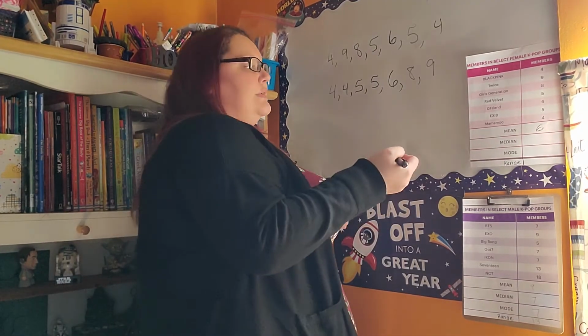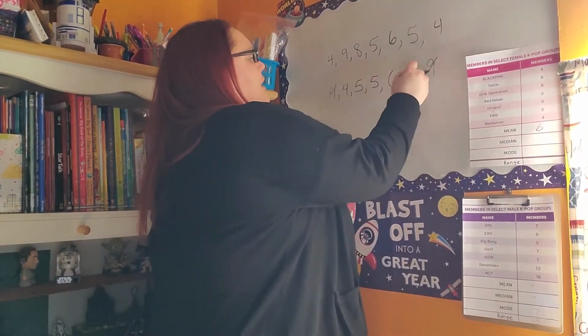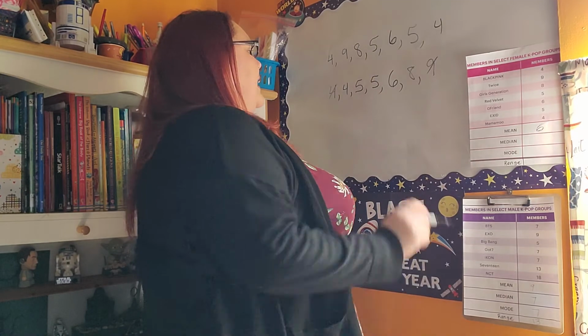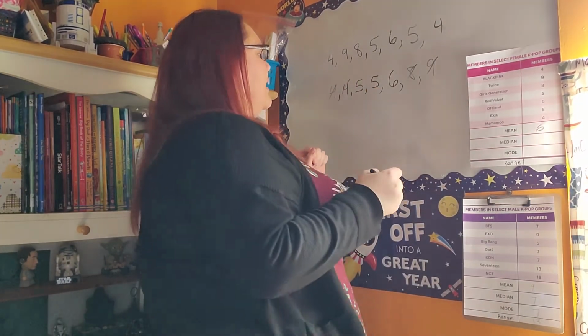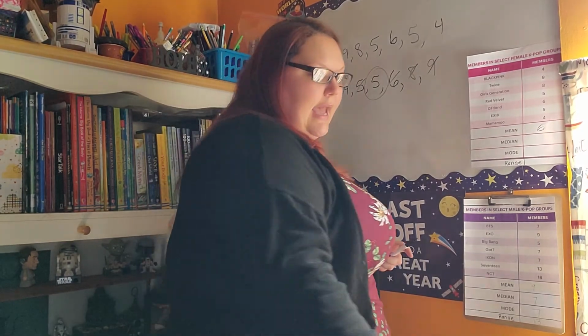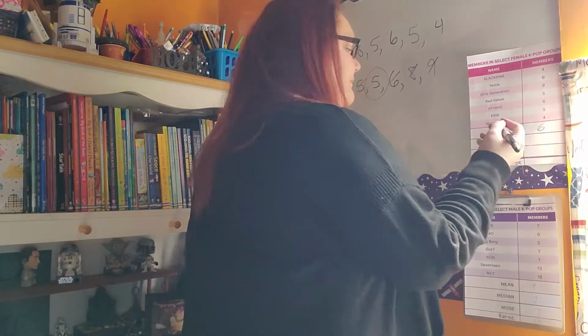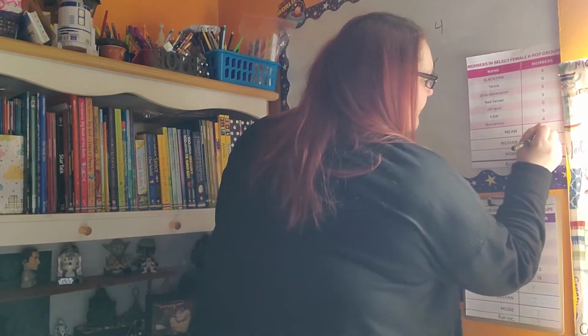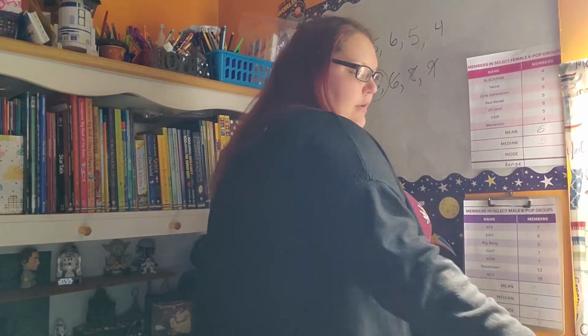So, as Nikolai was telling us, we're going to find the middle number. So, we're going to mark out the ones on the main edge. Mark out the next ones. And we got our 5 right smack dab in the middle, which is our median. We're going to add that to our chart.